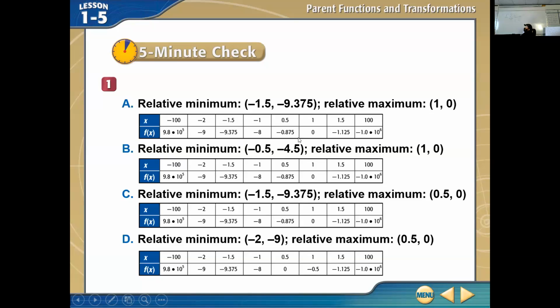And then working for our relative maximum, we'd have a 1. When we plug in 1, we get 0. Okay. When I plug in 0.5, I get negative 0.875. So 0 is higher than that. When I plug in 1.5, I get a -1.125. And then when I plug in 100, I get an answer that is approaching closer and closer towards a negative infinity. So that would support it from the table. Okay, so now I believe this is going to be answer option A.